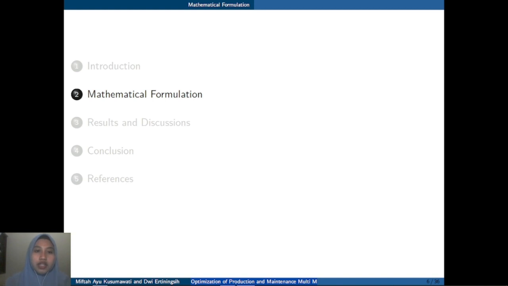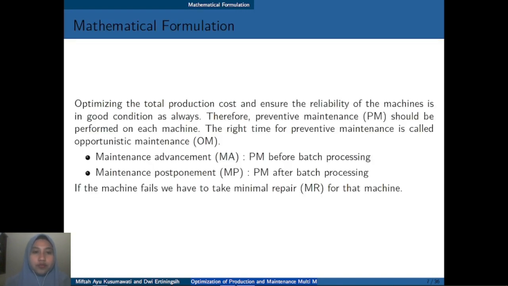Next is mathematical formulation. This scheduling problem is aimed to optimize the total production cost and ensure the reliability of the machines is in good condition as always. Therefore, preventive maintenance, or we can call it PM, should be performed on each machine. The right time for preventive maintenance is called opportunistic maintenance. The opportunistic maintenance can be divided into two activities.